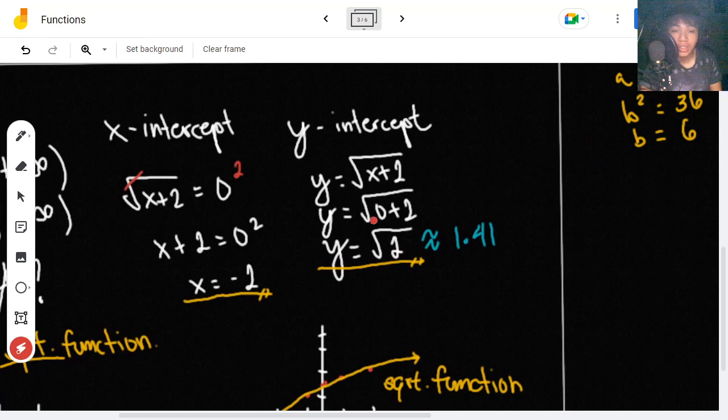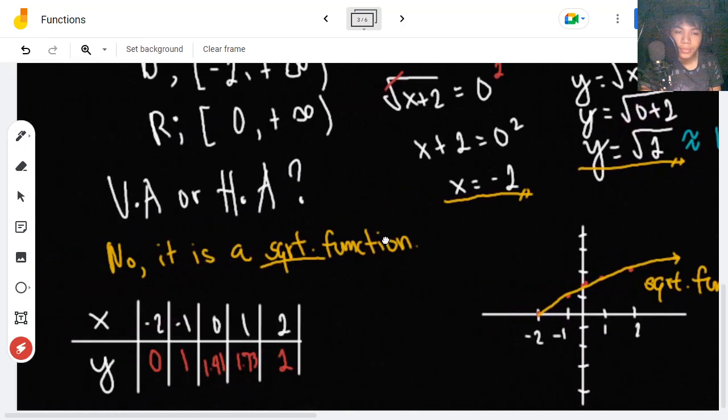For the y-intercept, it is the same. It's basically the same but just inverted. Set x equal to 0 and solve for y. See? And now just ignore the asymptotes for now. We'll get to that very soon.